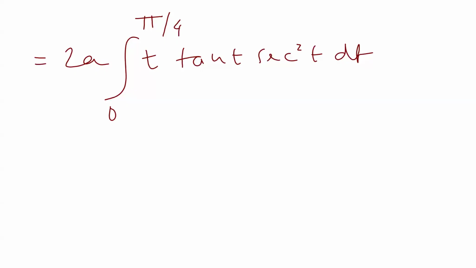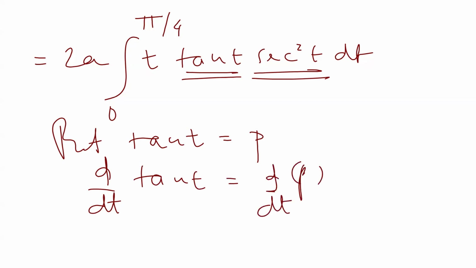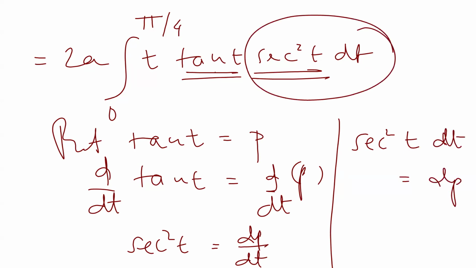So now what we'll do is we'll again put tan t is equal to p, because the derivative of tan t is sec square t. This time it will be d by dt, because the left hand side variable is t. d by dt of p, sec square t dt is equal to dp by dt. Therefore, sec square t dt equal to dp. So this became dp, this is p.